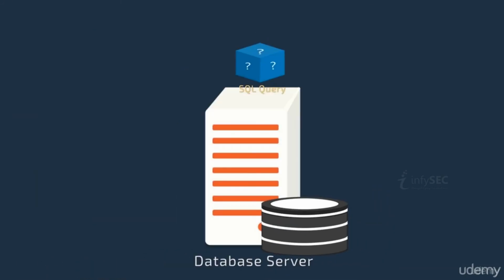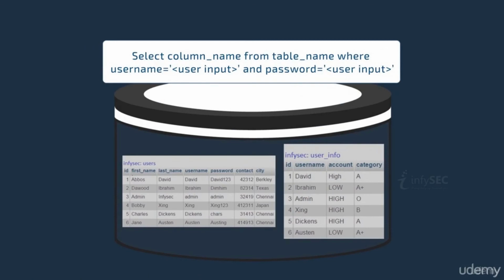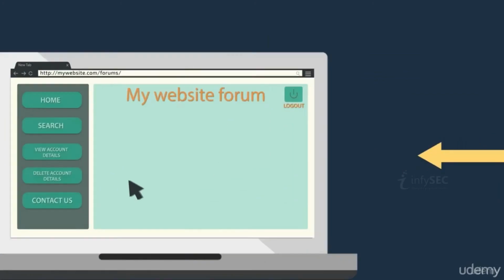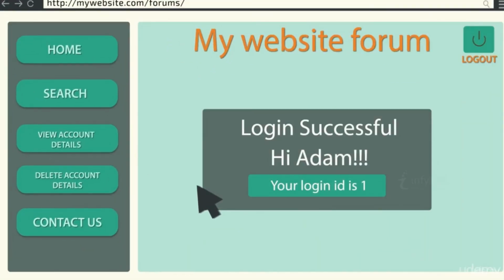Let us take a look at the query that gets formed when the web application receives a request. Based on the user input, the query gets modified as follows. Upon receiving the request, the database server checks for the combination of the username and password in the table users that resides inside the database infisec. When the data is incorrect, it throws login failed as a response. When the data is correct, the requested data, that is, the account details of the user, is fetched as the response.